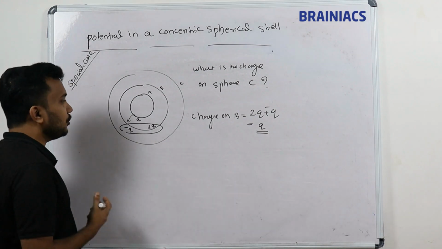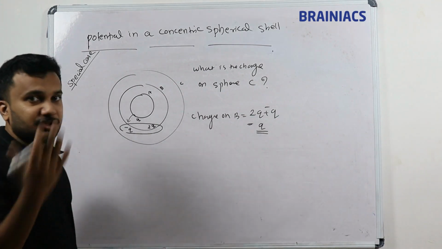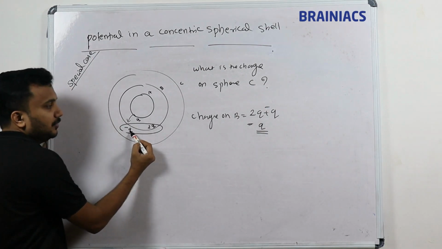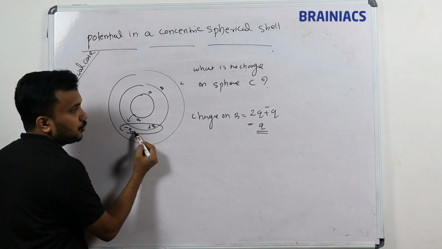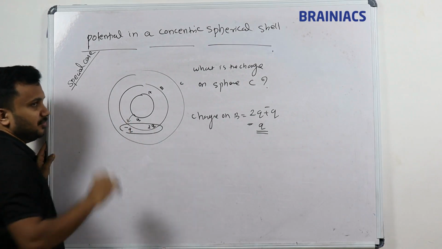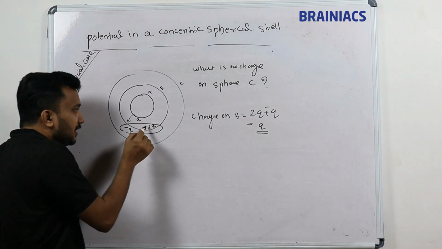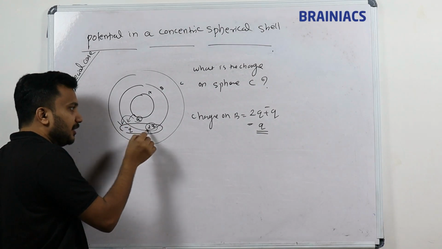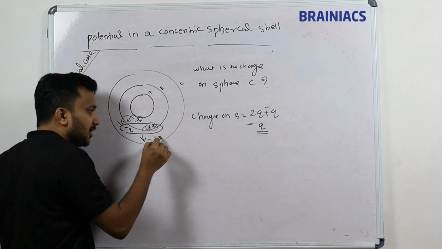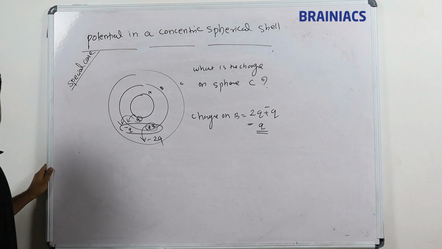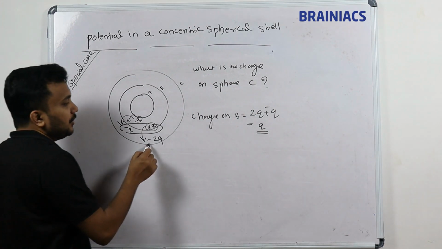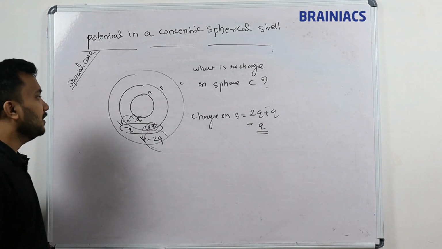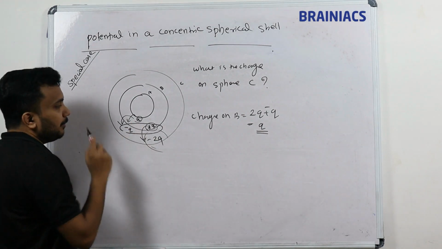Okay, induced on C means the opposite charges will be induced. So this q will induce a minus q, and minus q plus 2q, that is, the net charge will be formed. At the same time, here it is plus 2q, which means this plus 2q will induce a minus 2q here. So this will induce a minus 2q charge on the sphere. Okay, so this q will induce a minus 2q.